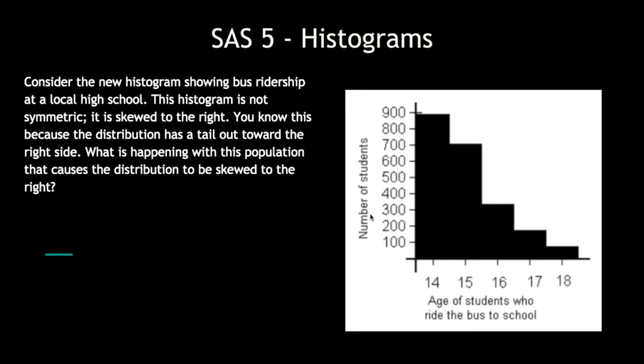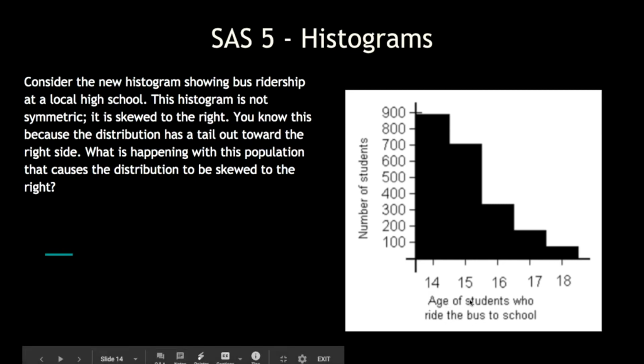Now, consider this new histogram showing bus ridership at a local high school. The histogram is not symmetric. It is skewed far to the right. You know this because the distribution has a tail out toward the right side. What is happening with this population that causes the distribution to be skewed to the right? Now, first of all, let's look and see what the histogram is actually describing by the title.